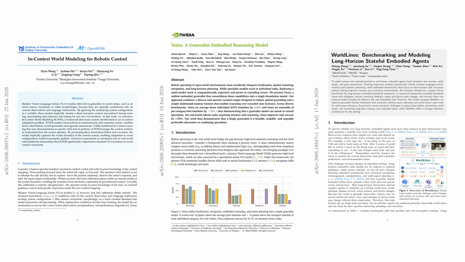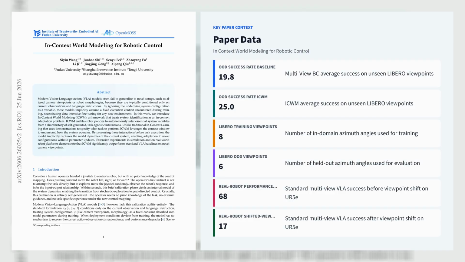Keep watching, because the real story is how far embodied AI can go once memory, planning, and adaptation stop being separate problems. Let's explore the first paper, In-Context World Modeling for Robotic Control.